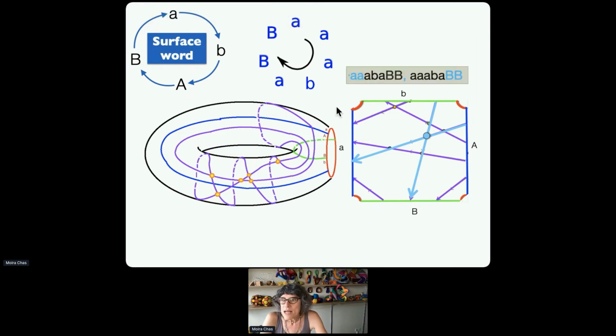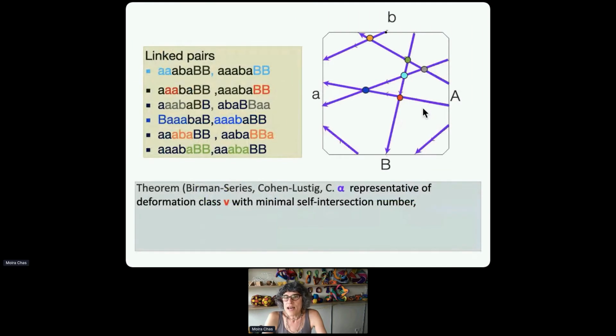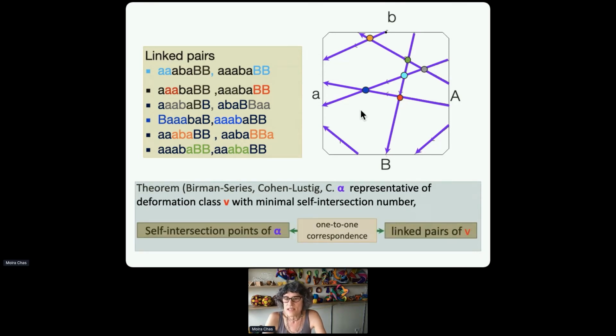So every time I have this pair of subwords, AA, BB, I'll have an intersection. In fact, this can be generalized, and I don't have time to go over it, but there's a one-to-one correspondence. If you have a curve that intersects itself with the smallest number possible of points in the class, then it's a one-to-one correspondence between each self-intersection point and each of these pairs that I call link pairs.